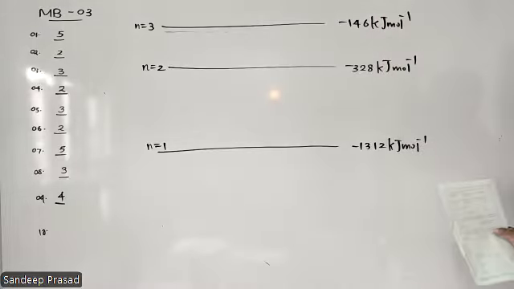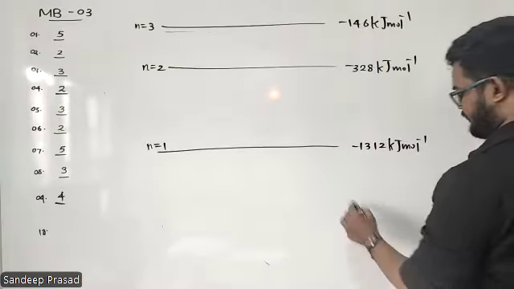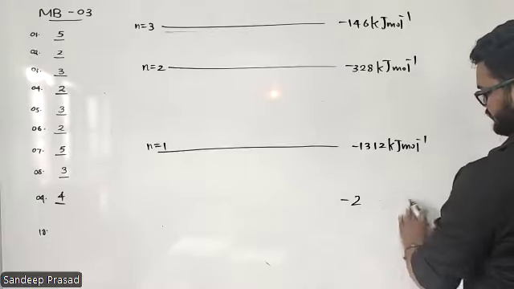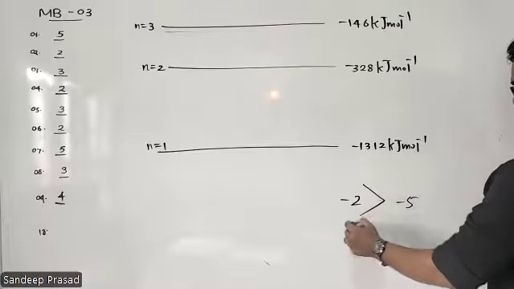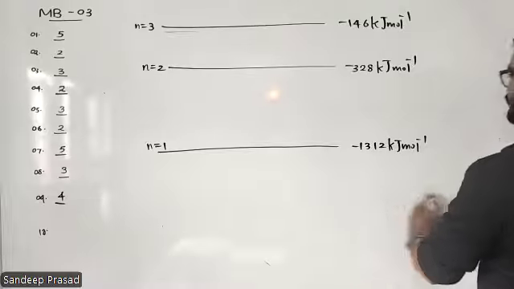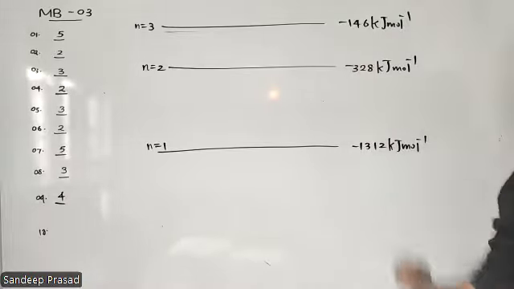Students, which one has the highest energy? Is it n equal to 1? Which energy level has the highest energy? Third one, right? We know that a negative value is lower. So when we consider minus 2 and minus 5, we know that minus 2 is larger than minus 5, right? On the number line, therefore, this is lower than these two values, and the largest value is this one.